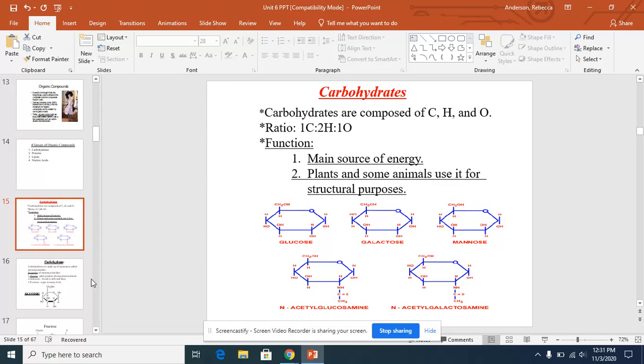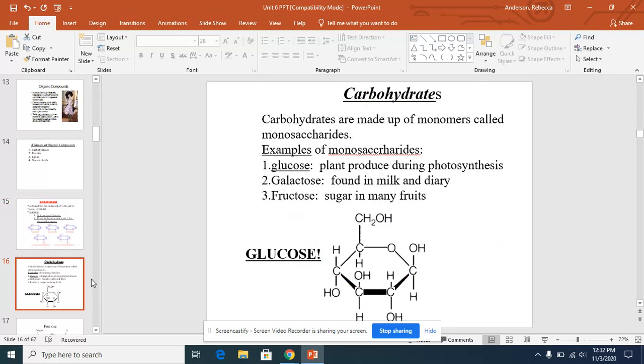So carbohydrates. For the function, which is what will be used for your definition on your test, you need to know that carbohydrates are the main source of energy and that plants and some animals use it for structural purposes. So they are composed of carbons, hydrogens, and oxygens, and the ratio is for every one carbon, you have two hydrogens and one oxygen.